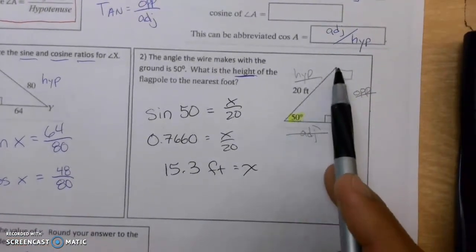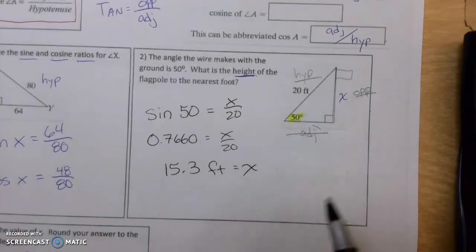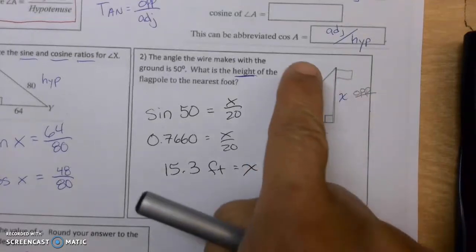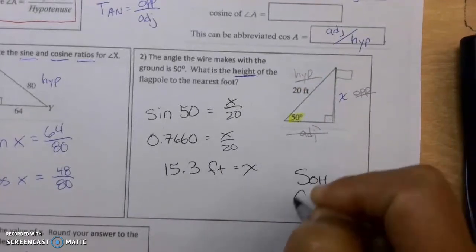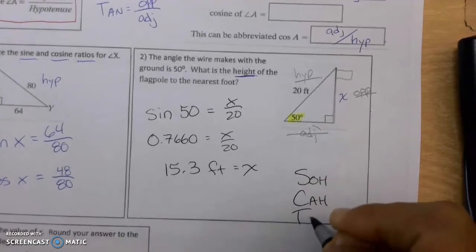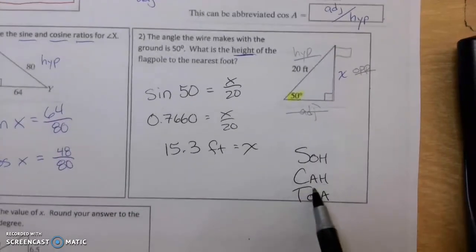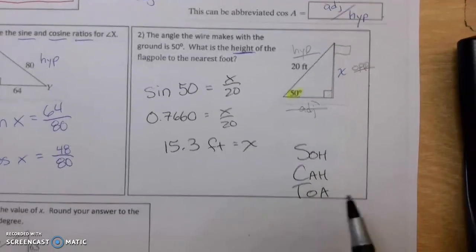So if this is 20 feet, then this flagpole would be 15 feet. But again, you start at the angle, decide which of the trig functions to use. Is it going to be sine, cosine, or tangent? SOHCAHTOA. Opposite over hypotenuse, adjacent over hypotenuse, opposite over adjacent.